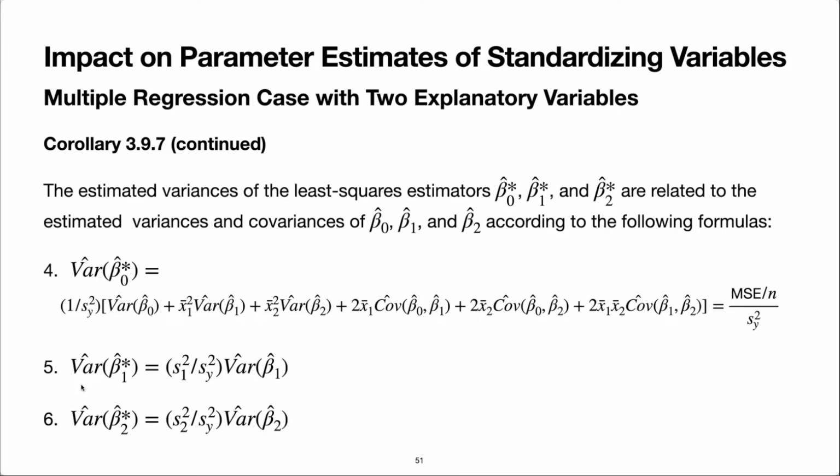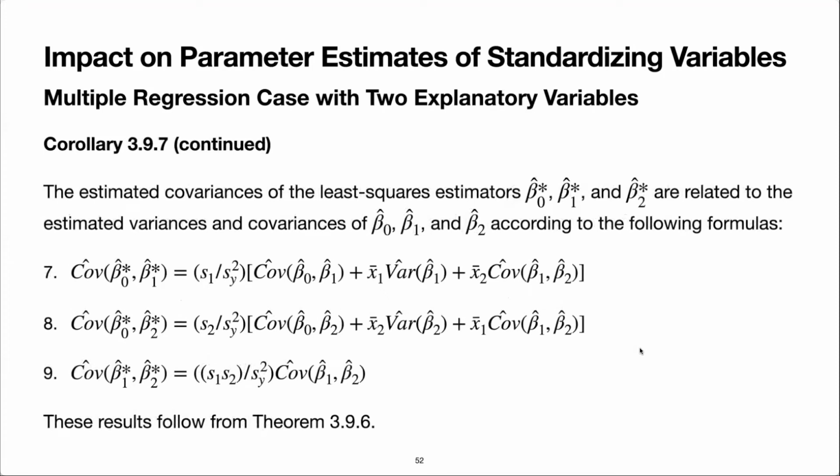The estimated variance of beta 1 star hat is equal to S1 squared over S y squared times the estimated variance of beta 1 hat. And then the estimated variance of beta 2 star hat is equal to S2 squared over S y squared times the estimated variance of beta 2 hat.